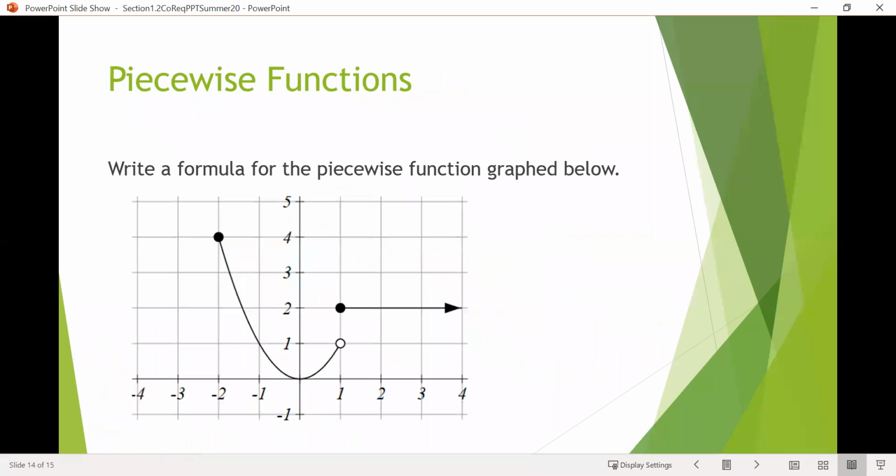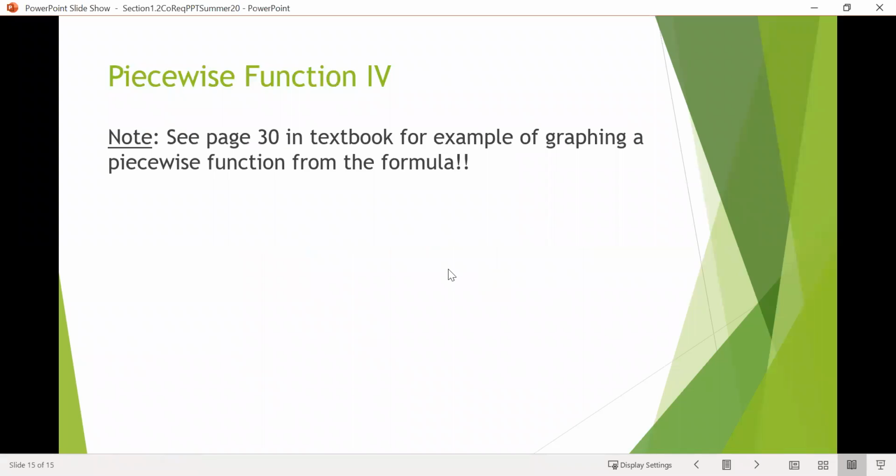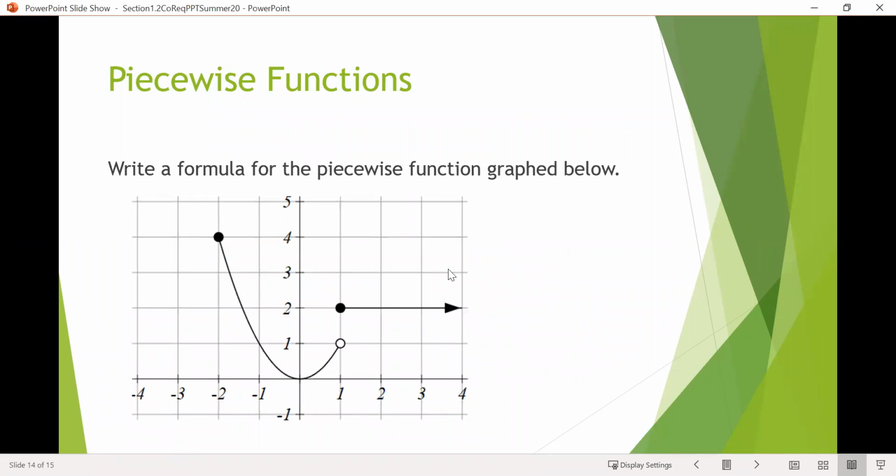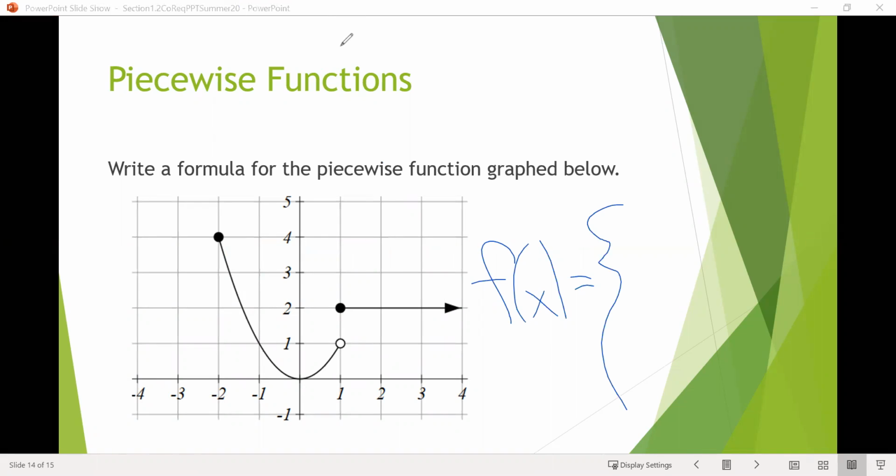Let us continue on then. So now we're going to just do a little bit more of what we did on the first slide about piecewise functions, is writing a formula given a graph, right? So here they don't tell us what to call this function, so I'm just going to call it f of x. Do equals, and then here's our big curly bracket.